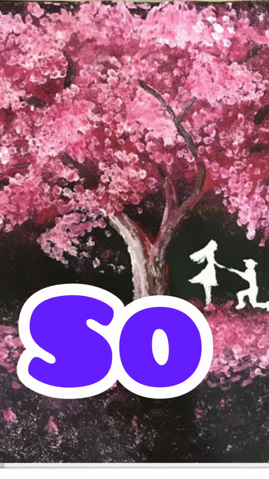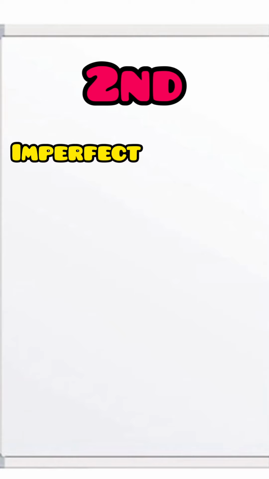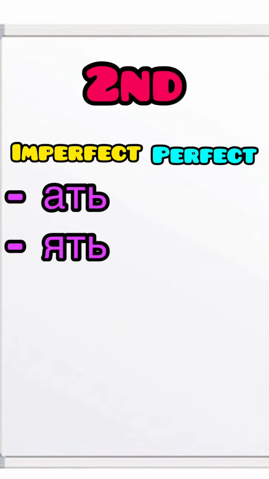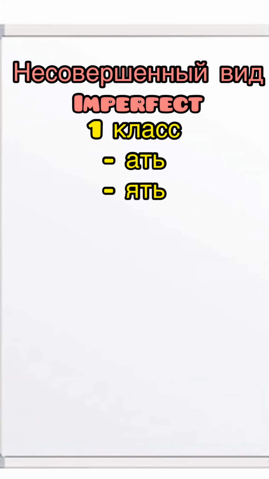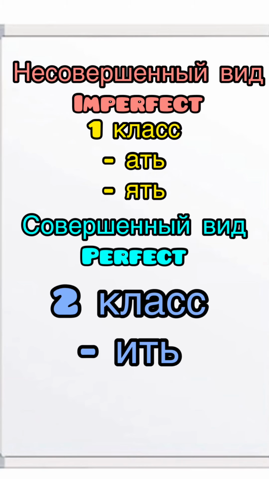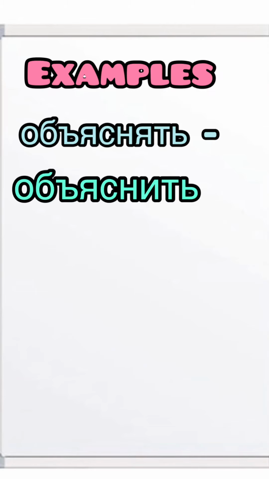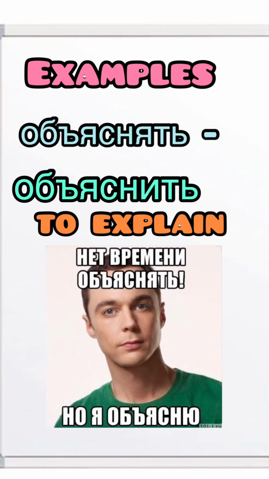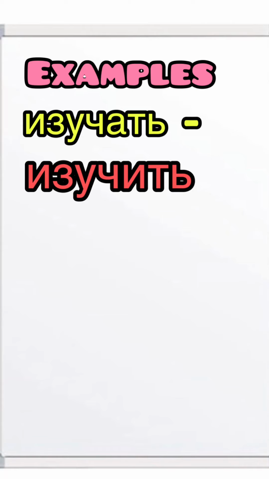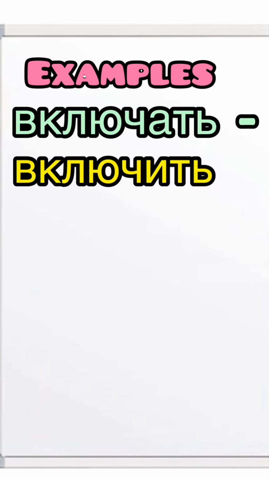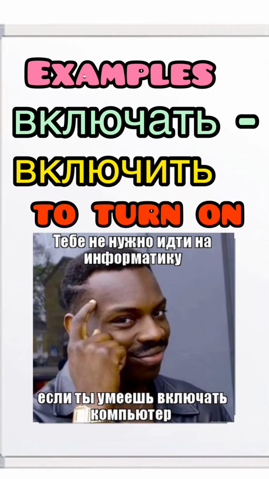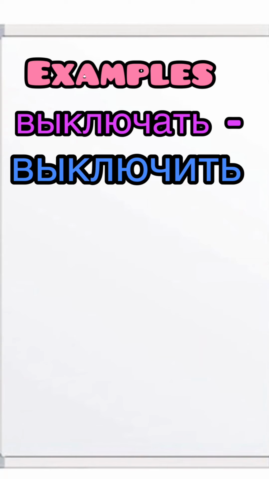So, this group, the second group, contains imperfect with ать, ять, and perfect with ить. So, imperfect would be of the first class, perfect would be of the second class. Examples. Объяснять, imperfect. Объяснить, perfect. To explain. Изучать, изучить, to study. Повторять, повторить, to repeat. Включать, включить, to turn on. Выключать, выключить, to turn off.